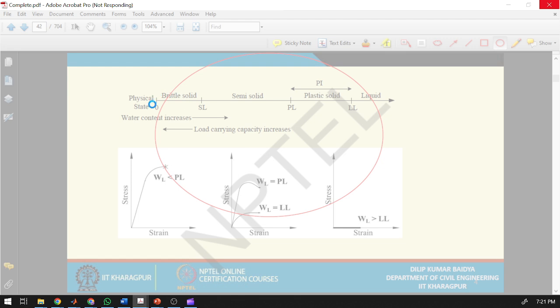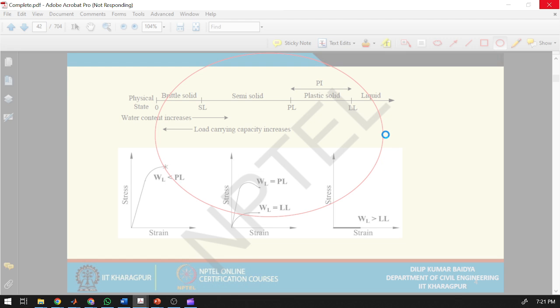And then the second graph, you can see a smoother transition, which is the plastic range. And when the water content is greater than the liquid limit, you can see that there is technically no strength in the soil.